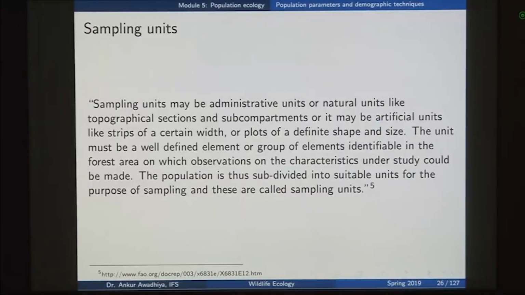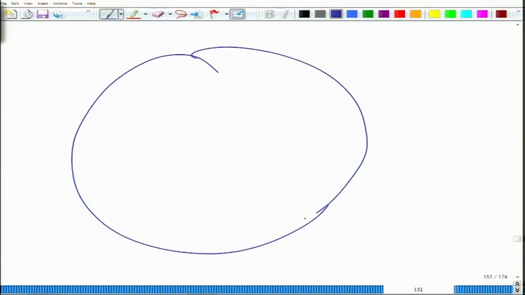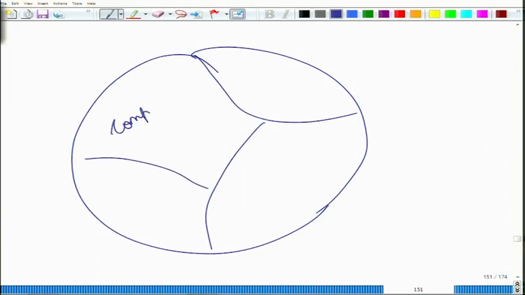So, essentially if you have an area, you can make use of natural subunits or administrative subunits or artificial units. So, in the case of our forest, we might go for say compartments. Compartments are management units, or we could go for beats, which are administrative units. So, a beat is an area that is being managed by a single forest guard, or we could go for natural units.